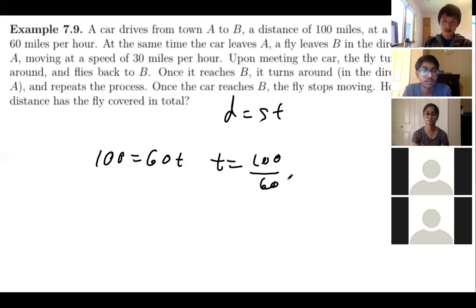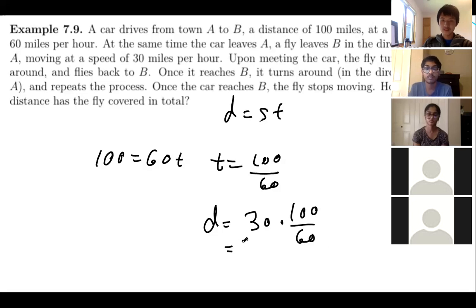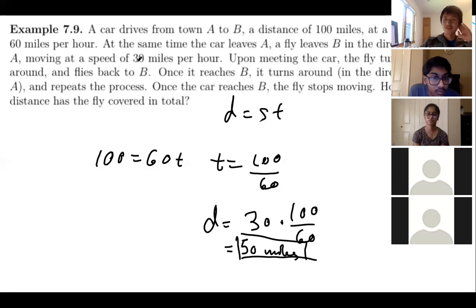So the distance that the fly travels is 30 miles per hour times the time, 100 over 60, and that is 50 miles. There maybe there's a slight problem with the problem because the fly is wait, never mind. Okay.